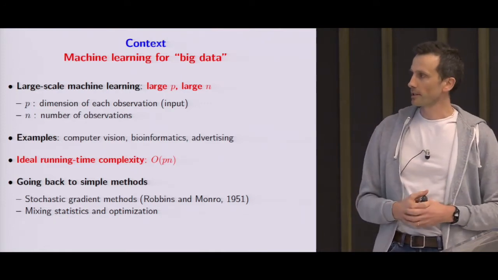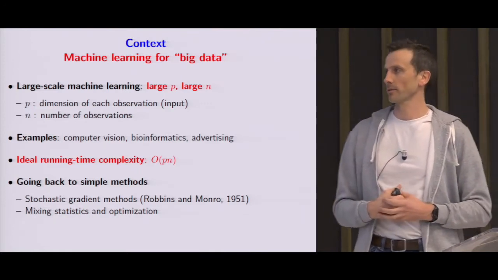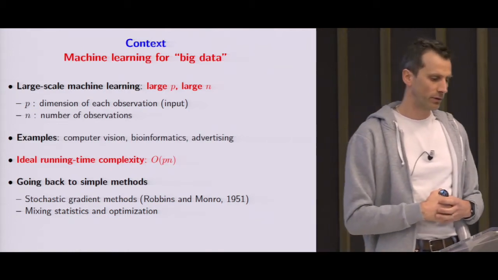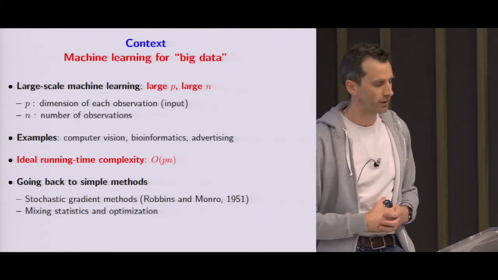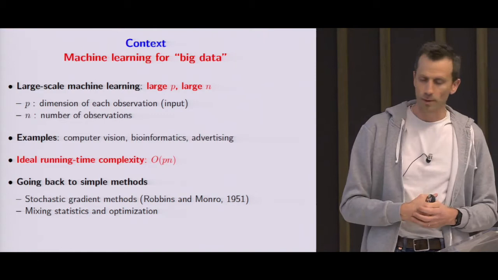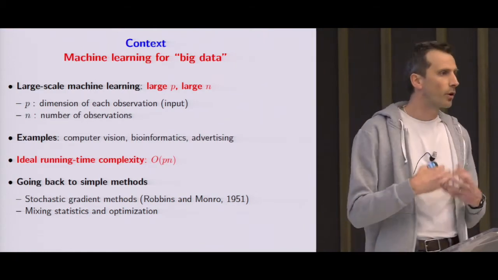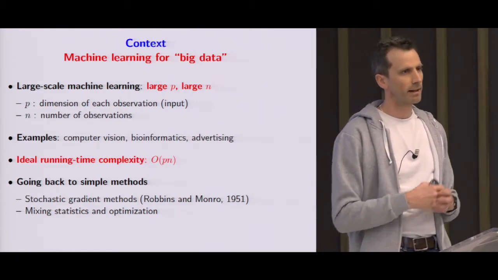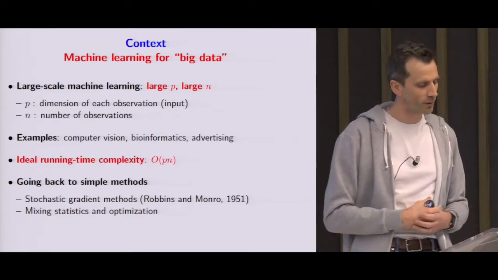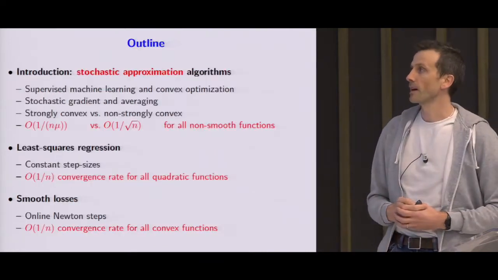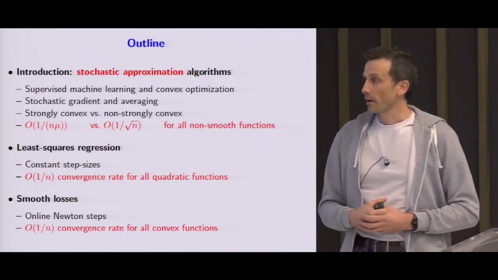And one of the messages is most of the techniques used right now are going back to a 60-year-old algorithm, stochastic gradient, launched by Robbins and Monro in 1951. And the goal of today is also to show that, okay, ideas are similar, but there are still some improvements since then. So the talk will be organized as follows.